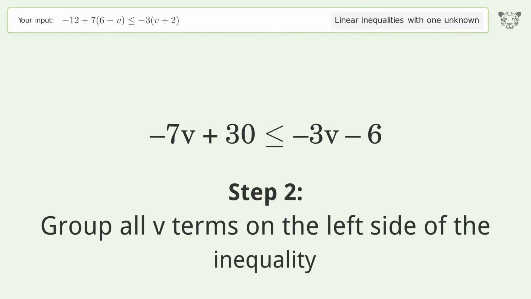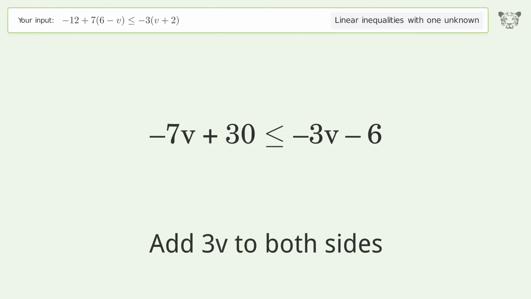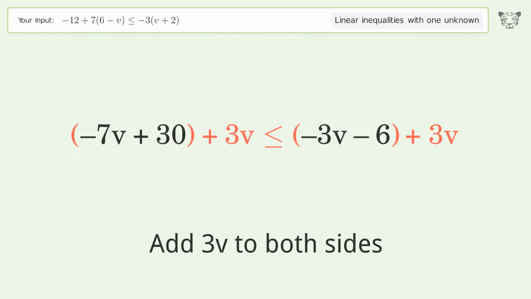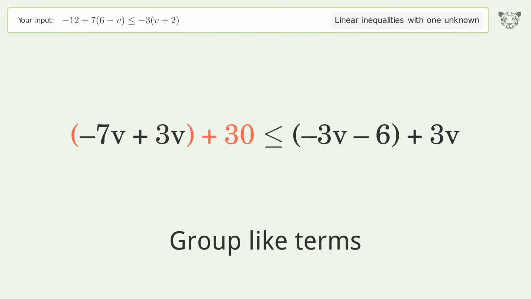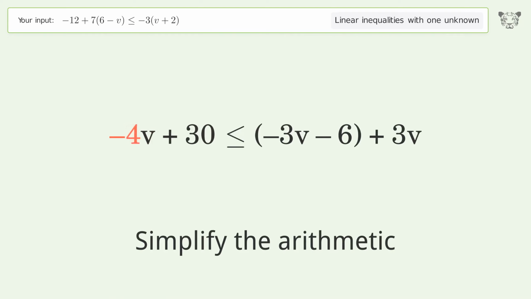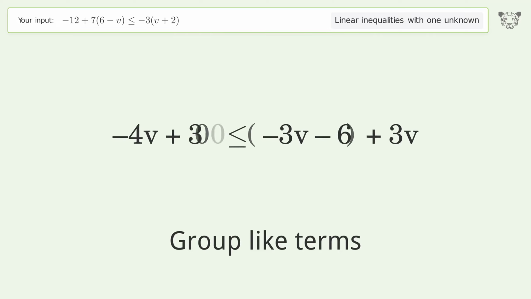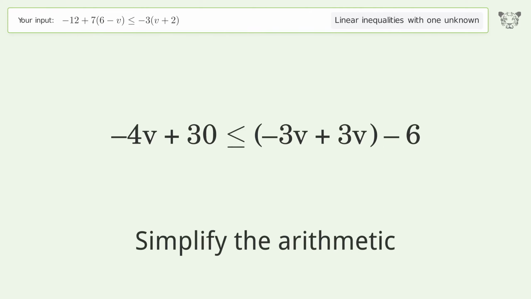Group all v terms on the left side of the inequality. Add 3v to both sides. Group like terms. Simplify the arithmetic. Group like terms. Simplify the arithmetic.